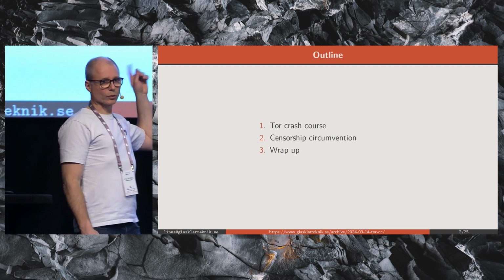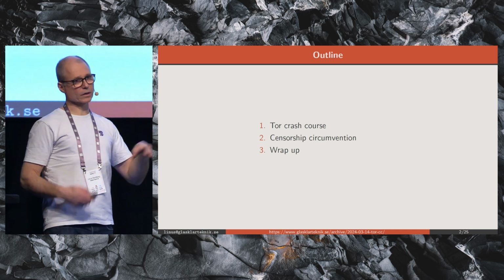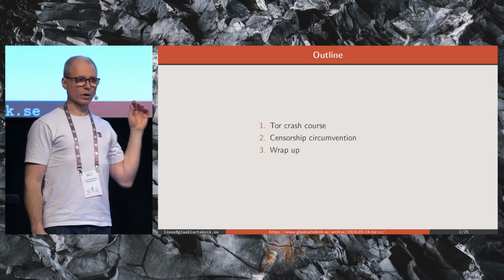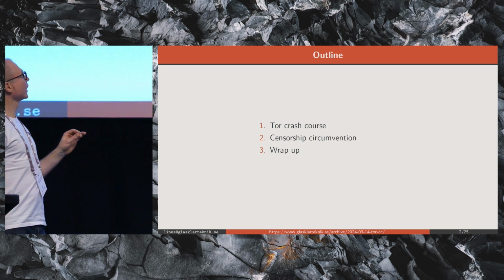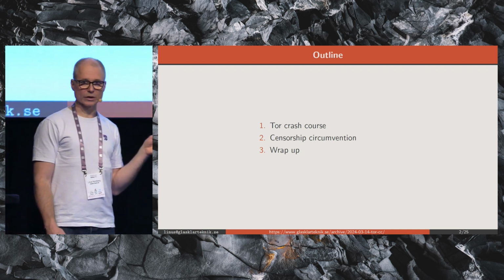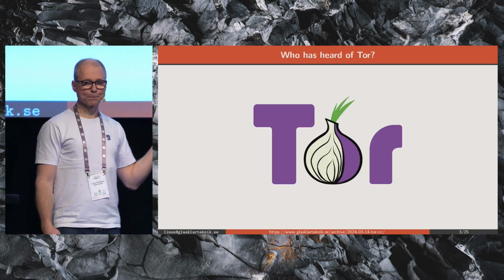We're going to do it like this. I'm going to do a Tor crash course for those who haven't heard about Tor or don't understand some of the aspects. I'm going to give you a really quick overview of Tor and what it provides. And then we're going to talk about censorship circumvention, which is the main topic of the talk. And then we're going to do some sort of wrap-up.